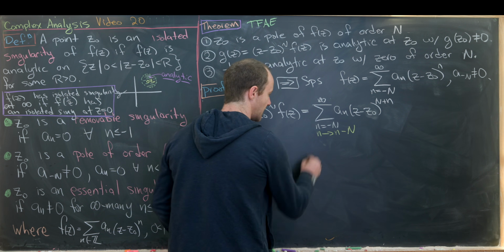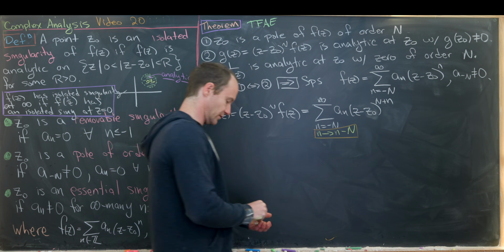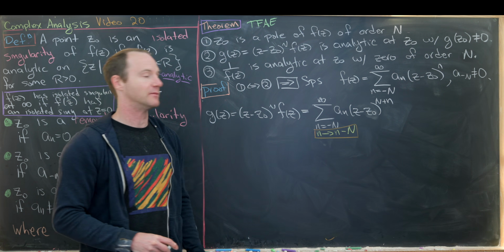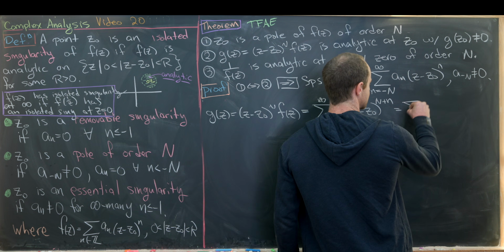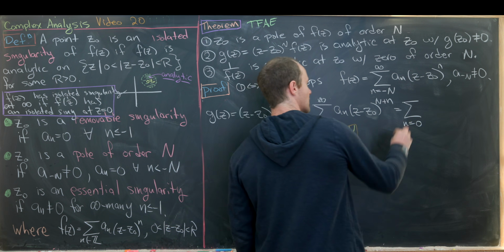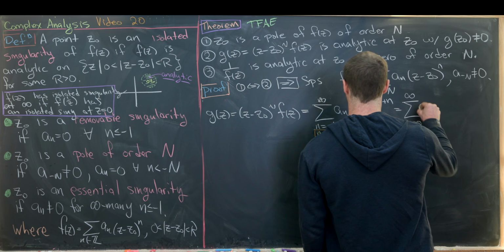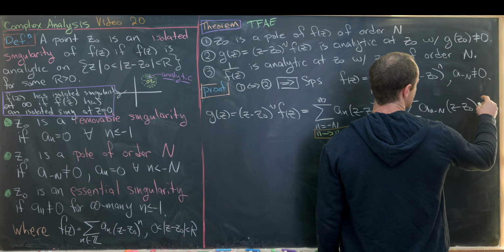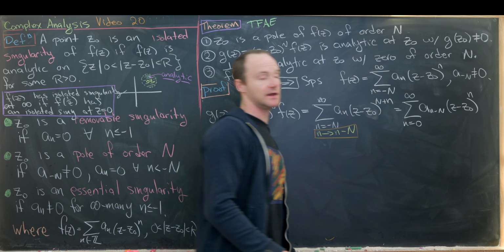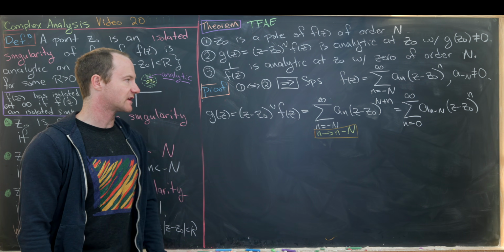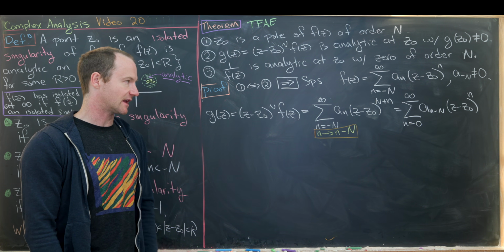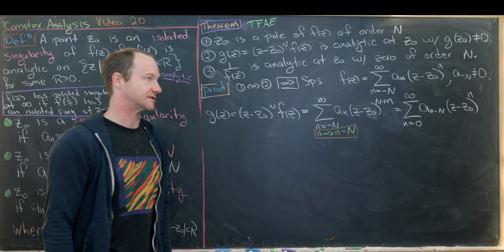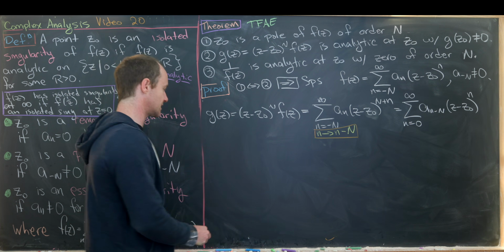So let's put a box around that to show that that is the re-indexing that we'll do. So that means our starting point will no longer be negative n. Our starting point will now be 0. So that's going to give us the sum as n goes from 0 up to infinity of a sub n minus n and then z minus z naught to the, let's see, lowercase n. But now we see that this is most definitely analytic at z naught. We can see that it's analytic at z naught because it doesn't have any negative powers of z minus z naught because of our reindexing.